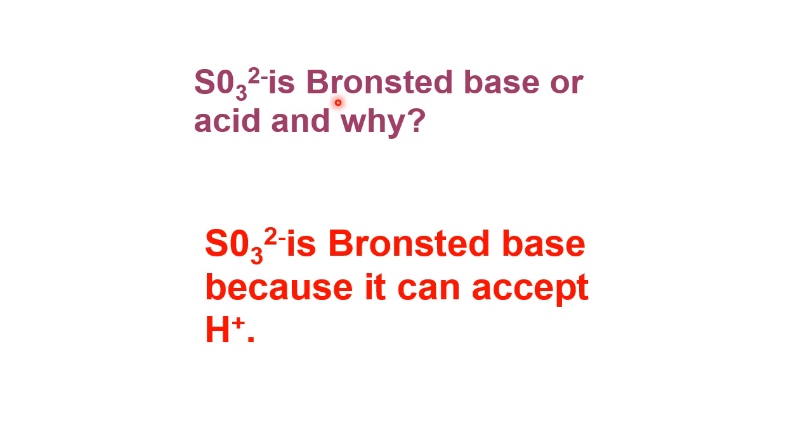Is SO3 2 minus a Bronsted base or acid? A Bronsted acid is a proton donor. A Bronsted base is a proton acceptor. Okay, because it is negatively charged, it is a proton acceptor. So when it is a proton acceptor, it is a Bronsted base. Therefore, SO3 2 minus is a Bronsted base because it can accept H plus, a proton.